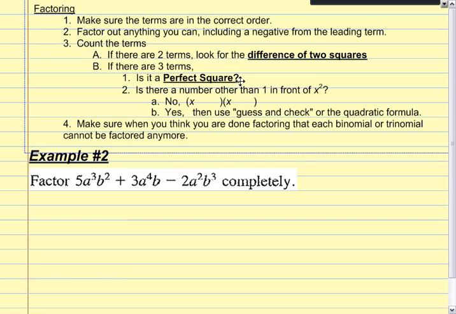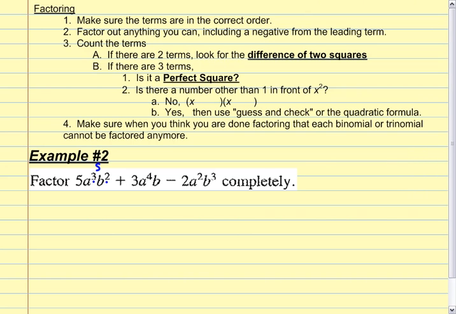So when we look at example number 2, we're going to go through the list. First thing, make sure they're in the right order. Well, the first term has a degree of 5 because it's A to the third and B to the second, so that gives us a degree of 5. Now the second term, it's A to the fourth, B to the first, so it's a degree of 5 when I add up the exponents. And the last term is a degree of 5. So all these terms are tied.